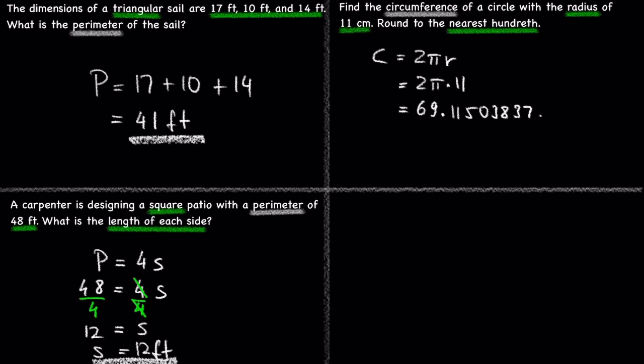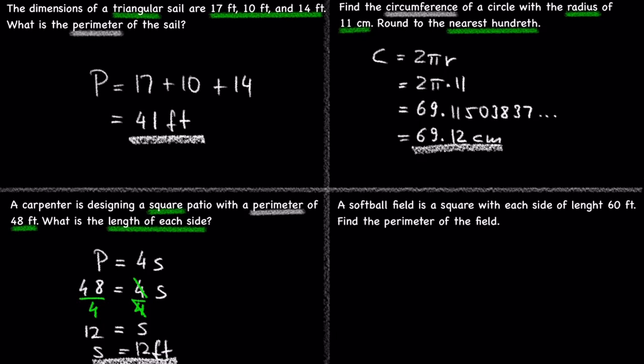69.11503837 and so on and so forth. This one is the hundredths place. So this 5 makes the 1 a 2, and we get 69.12. So the circumference of a circle with a radius of 11 centimeters is 69.12 centimeters after rounding up.